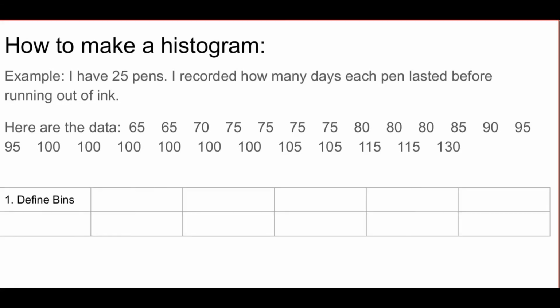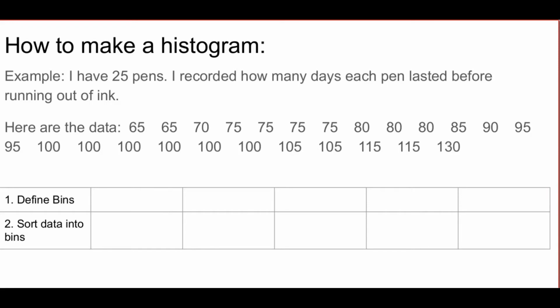We're going to define bins first. Going from 65 to 130, I think if I make a bin size of about 15 days, that will be coarse enough for me to make a simple plot, but fine enough for me to see which pens are better than others. And my second step will be to sort the data into those bins. So first, let's define our bins.